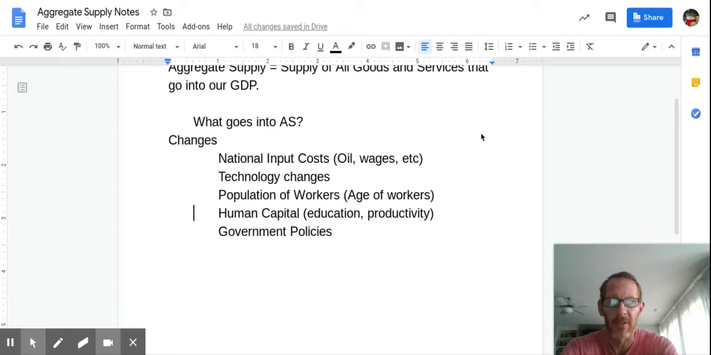Technology changes, population of workers, human capital, government policies. These are all reasons why aggregate supply would change. But essentially, it's just everything that goes into our economy.